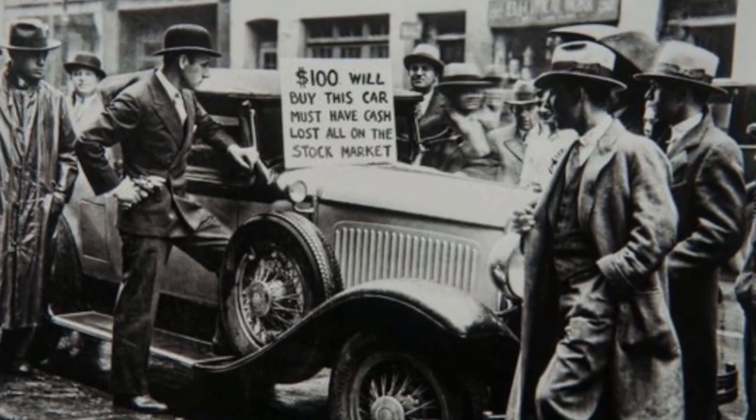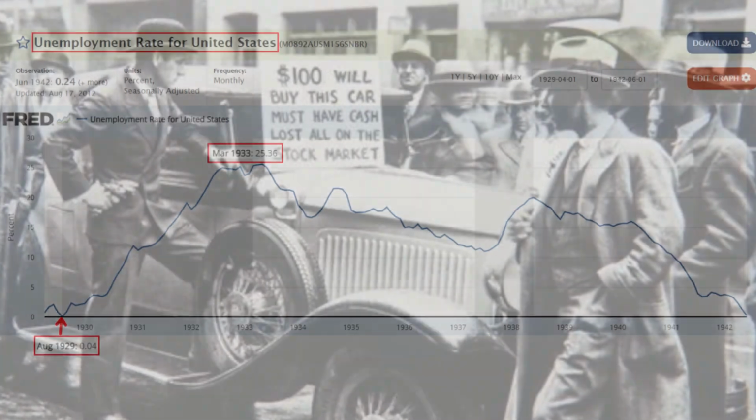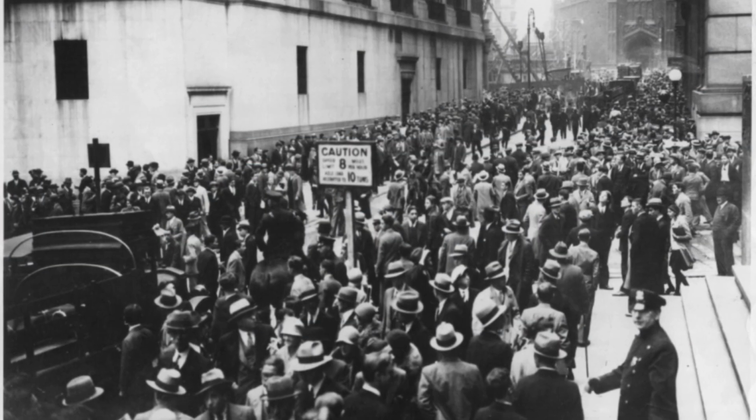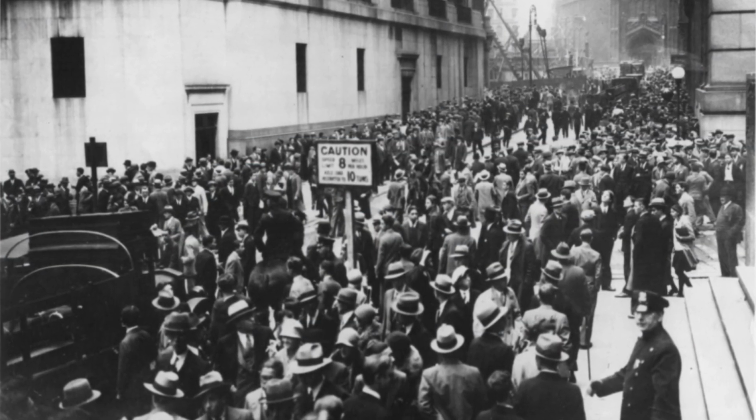To get an idea of the country's collapse, according to Federal Reserve data, the country's unemployment rate, which was about 0.04% in August 1929, would reach over 25% in 1933. In the following years, the crisis would only get worse and drag everyone along with it.